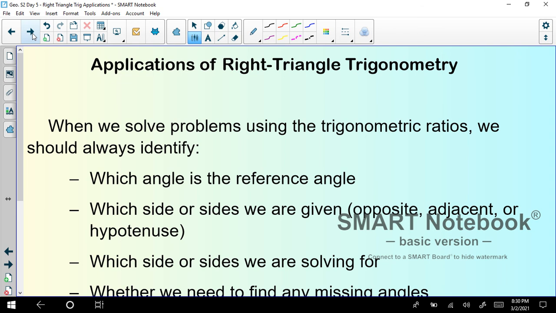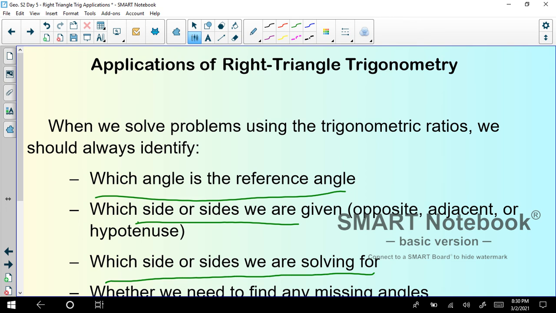Application of right triangle trigonometry. When we solve a problem using trigonometric ratios, we should always identify, as the first step, how we start. We find the reference angle, then which side or sides were given, opposite, adjacent. These are the steps that we follow. Then which side or sides we are solving for using the trigonometric function.